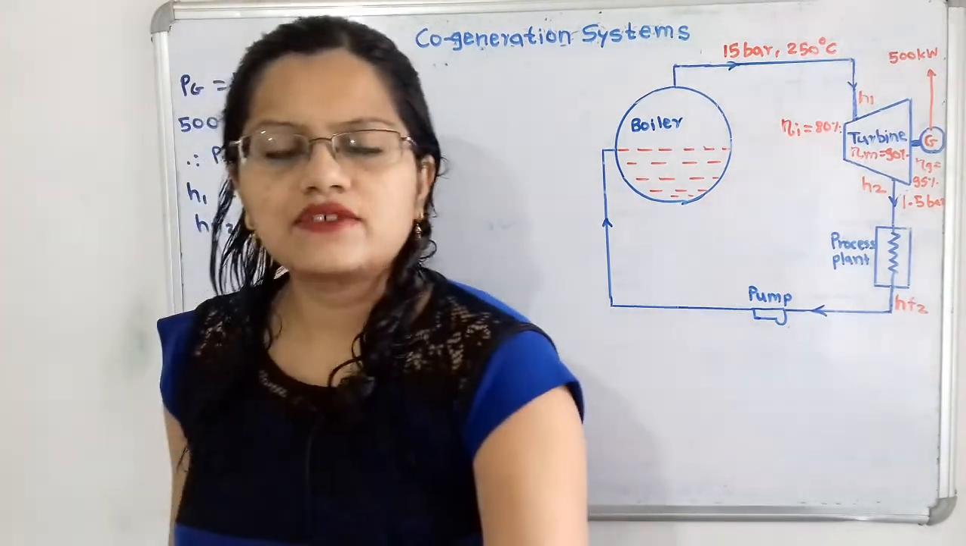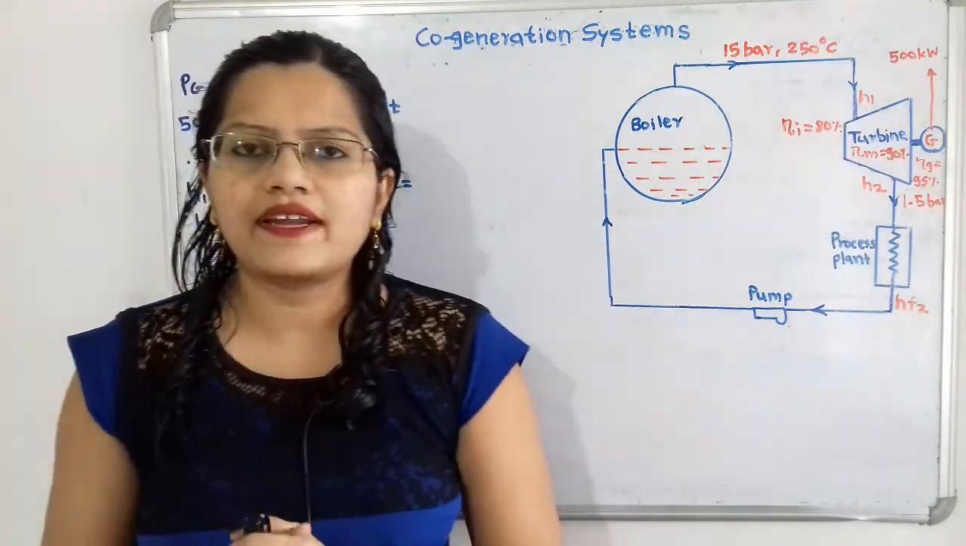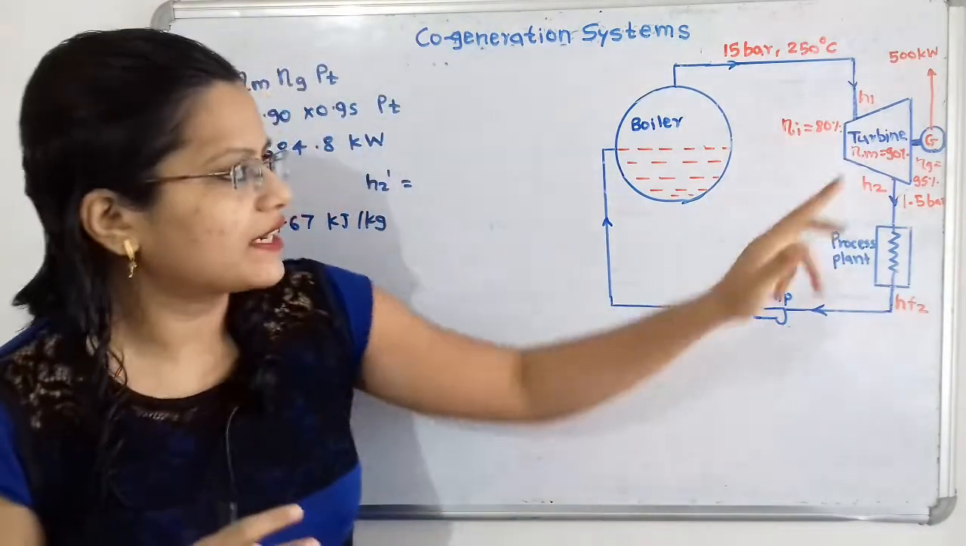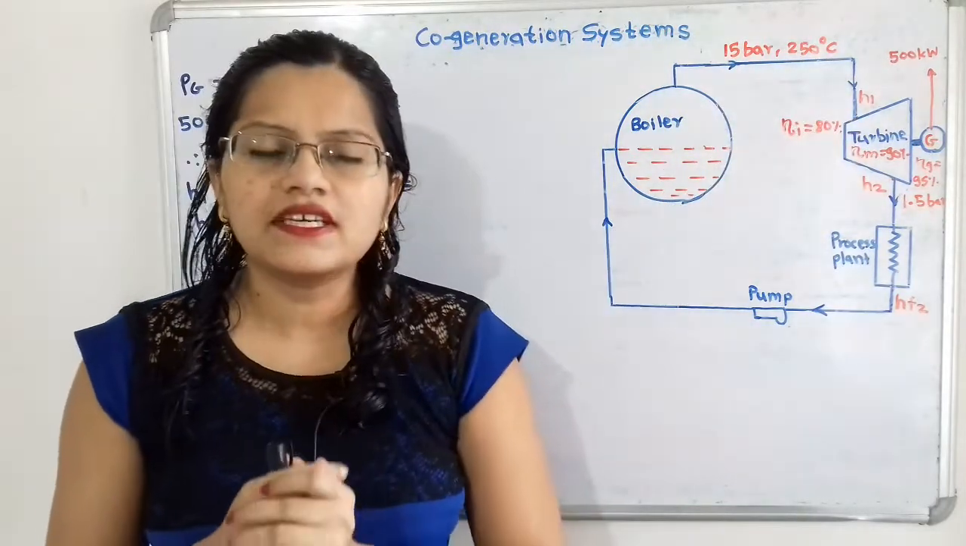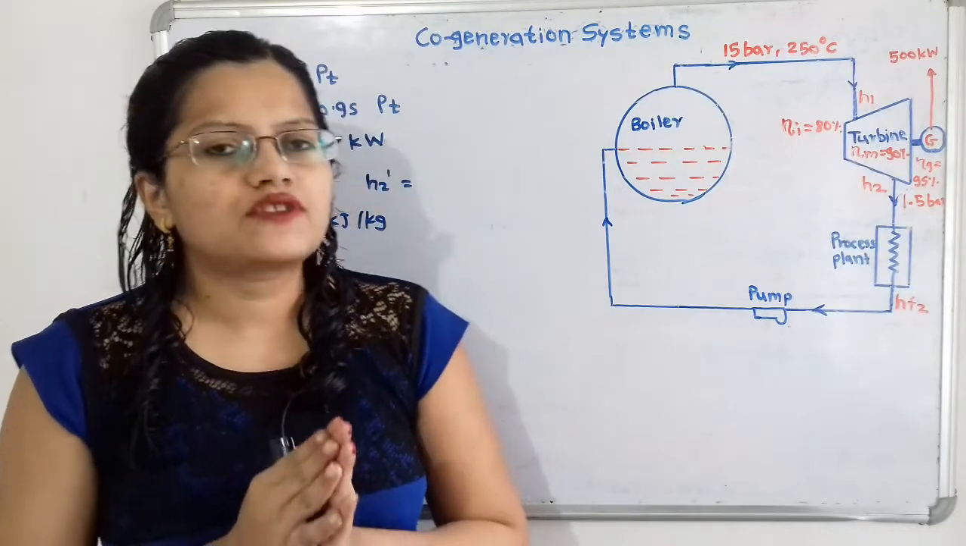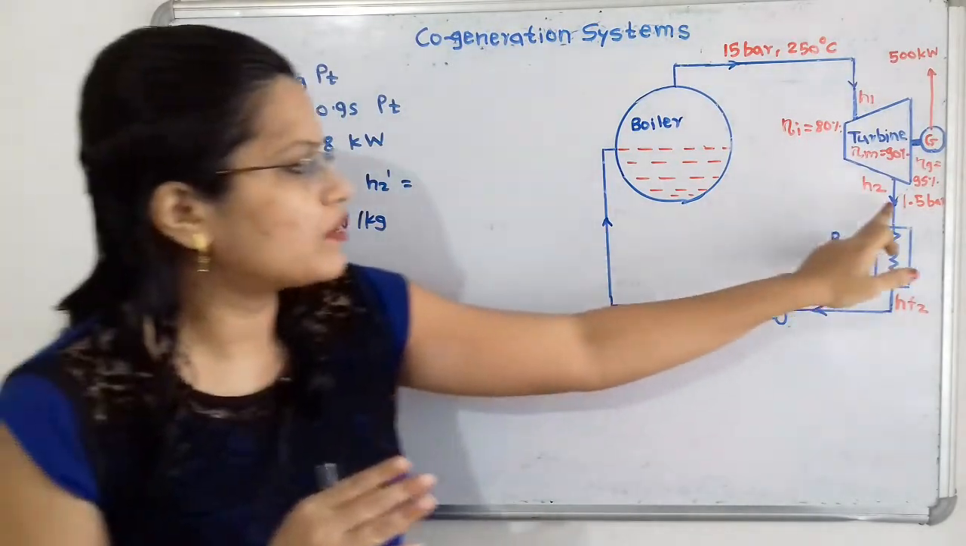Now when the isentropic process is taking place in the turbine, we have to find the value of h1, that is at point 1 at 15 bar and 250 degrees Celsius, and with entropy remaining constant, we have to find the value of h2 dash at 1.5 bar.